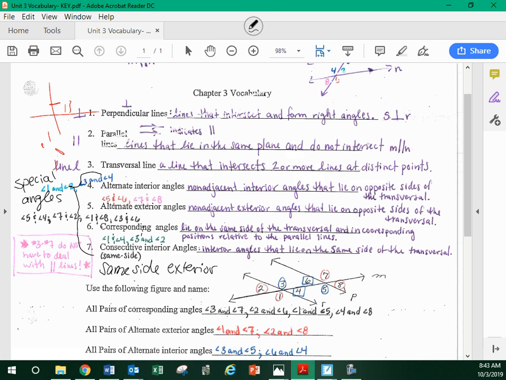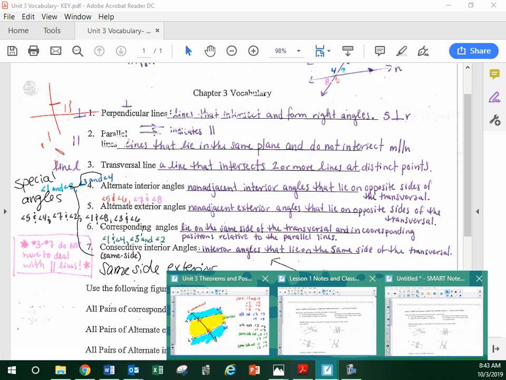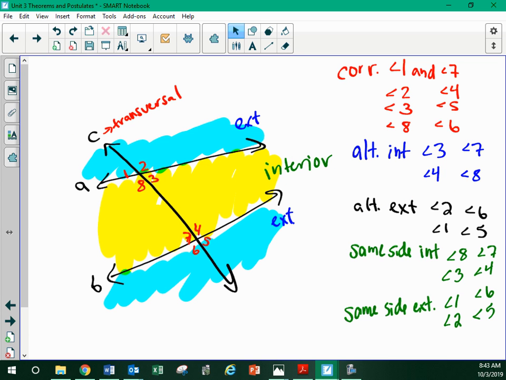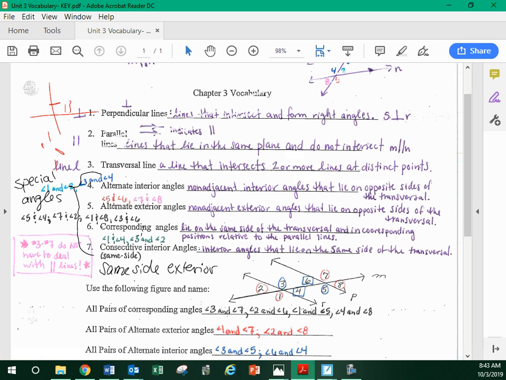Now, again, just a reminder, we do not have to have parallel lines. It's any time that we have 2 lines cut by a transversal. Like I drew here, non-parallel lines, 2 lines cut by a transversal, then we automatically have these sets of special angles. When the lines are parallel, that's when we have some specific relationships that we'll be talking about today. Do we have any questions on your vocab on the top half there?